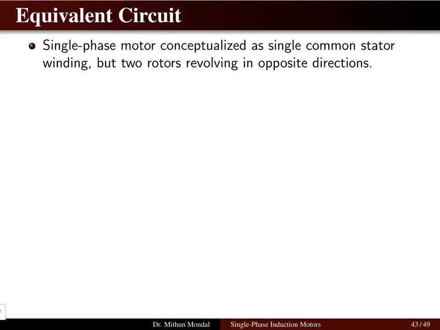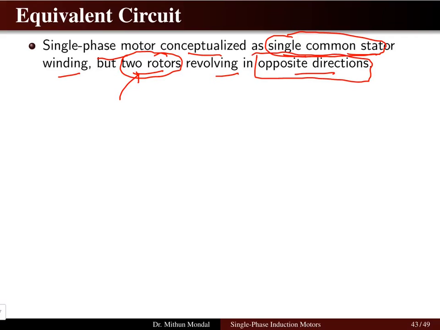We have seen that the single phase induction motors are conceptualized as a single common stator winding but two rotors revolving in opposite direction. So there will be two rotors and only one single stator. These two rotors don't mean that it is a physical rotor. It means only that the double revolving field theory that we have discussed, they are basically rotating in the opposite direction. So it may look like two rotors are there, which are revolving in opposite direction, and we have the concept of double revolving field theory.